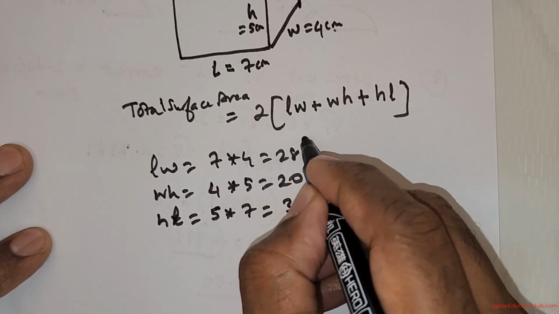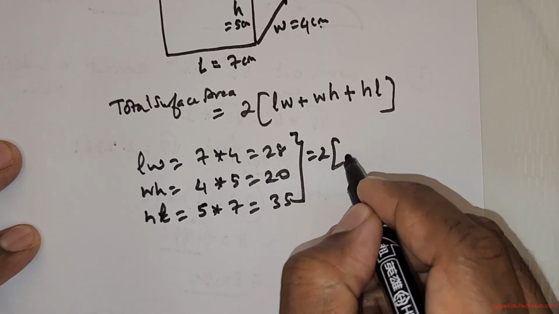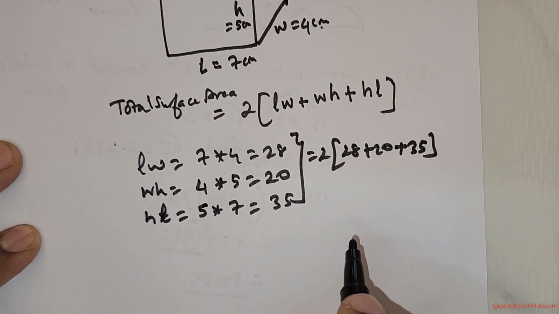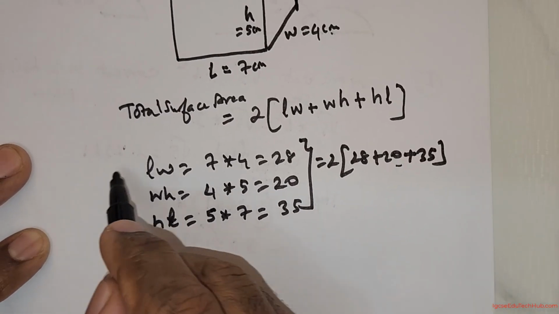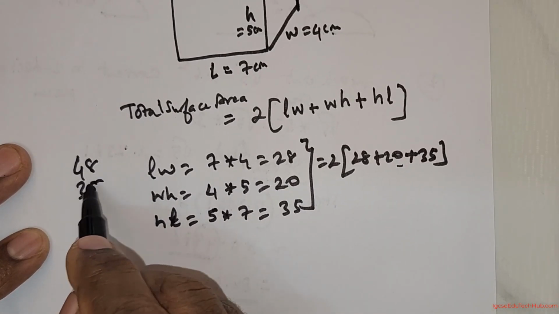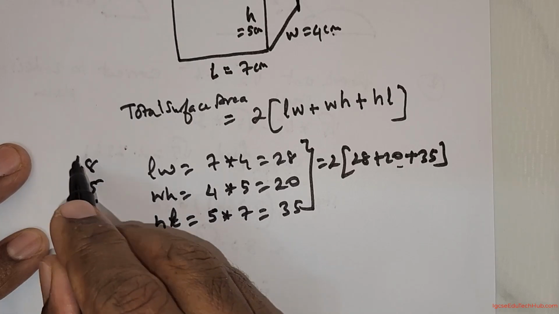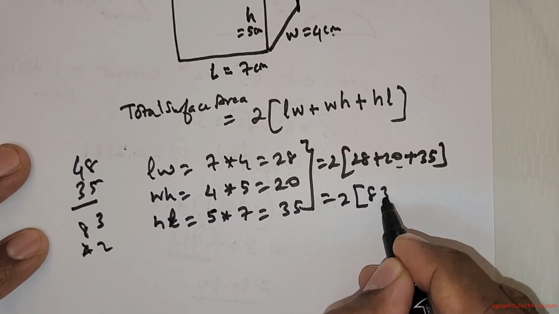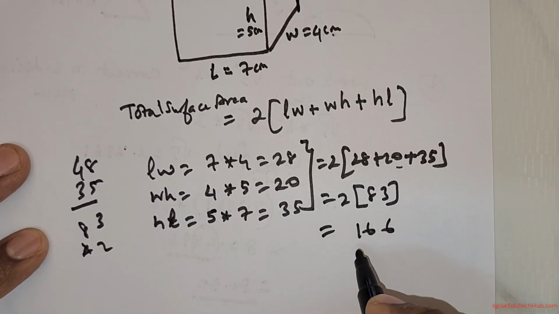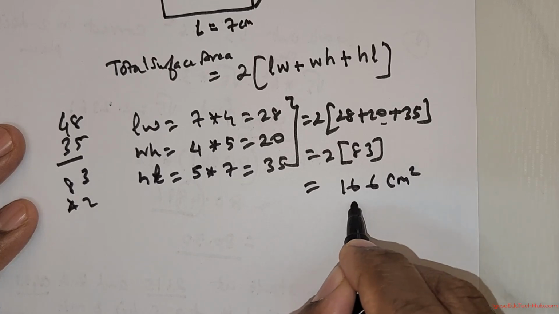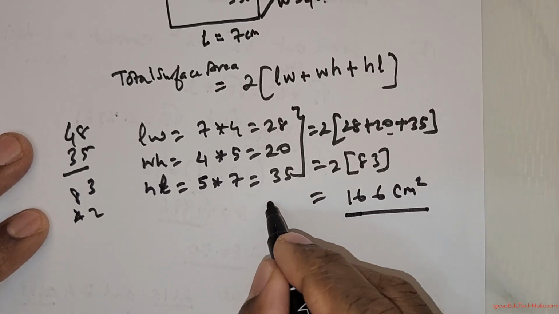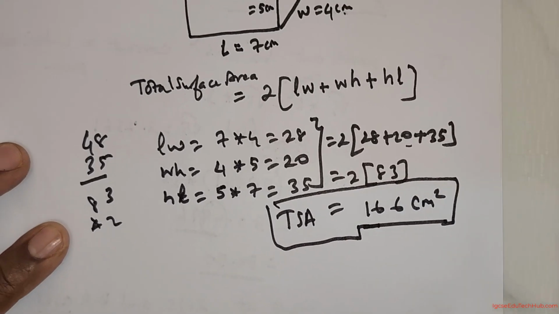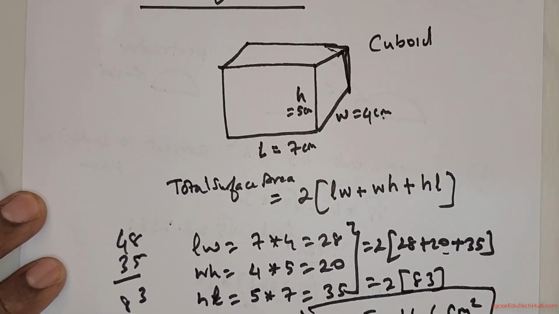So take all this and substitute it over here. So this is going to be 2 times of 28, 20 and 35. This added would give you 48 and 35, 83, multiplied with 2. So you can write that down. 2 times 83, 3 twos are 6 and 8 twos are 16, 166 cm squared, because the unit is in cm. So that's the total surface area. You can box the result to show the examiner that you have got the working correct.